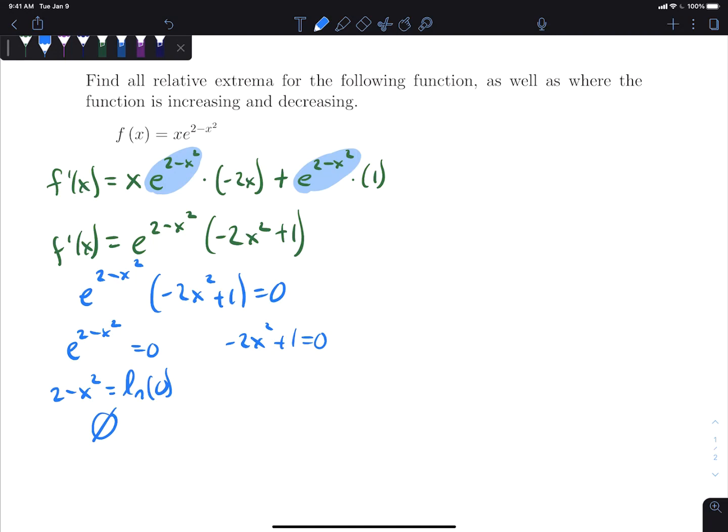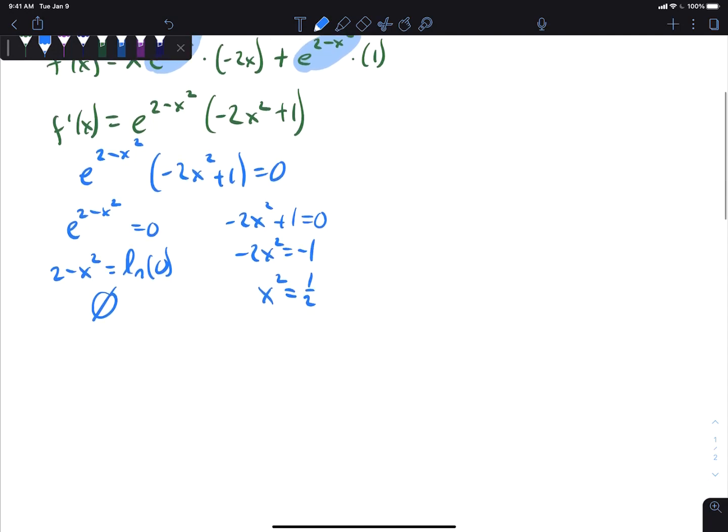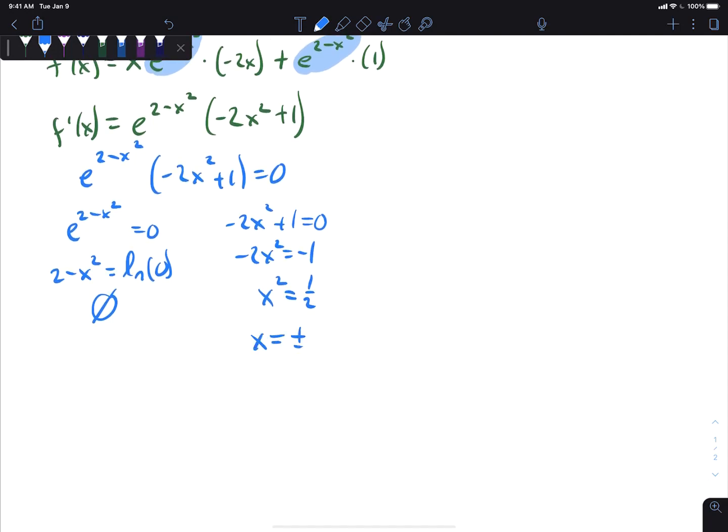The other one, though, does have some solutions. First, subtract the 1 makes negative 2x squared equals negative 1. Divide by negative 2, so x squared equals a half. Excellent. Now, if x squared equals a half, that means x is equal to plus or minus the square root of a half, which would be the square root of 1, which is 1, over the square root of 2. And if we want to rationalize the denominator, multiply both the numerator and denominator by the square root of 2, making that the square root of 2 over the square root of 4, which is just 2.